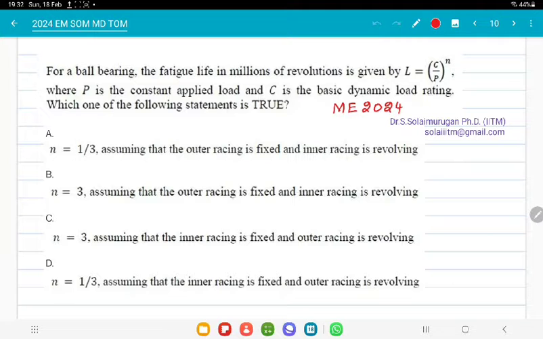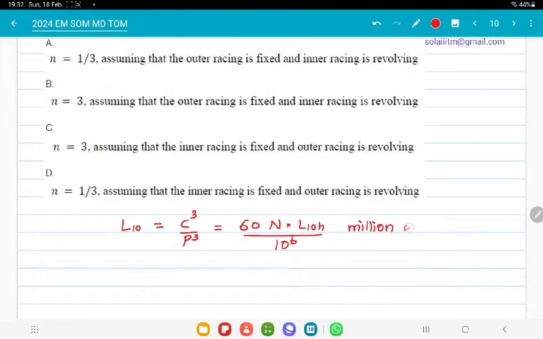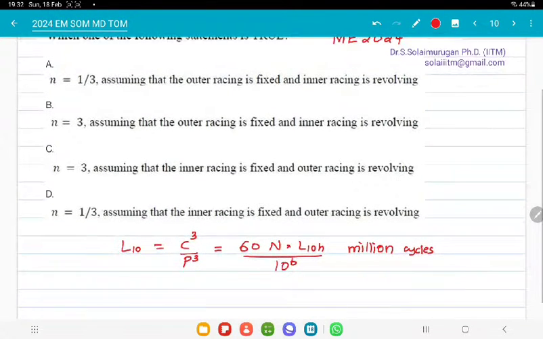It is a standard formula, right? For the ball bearing, we have studied L10 is equal to (C cube by P cube), and L10H is equal to that by 60 N, multiplied by 10 power 6. The unit is million cycles, right?